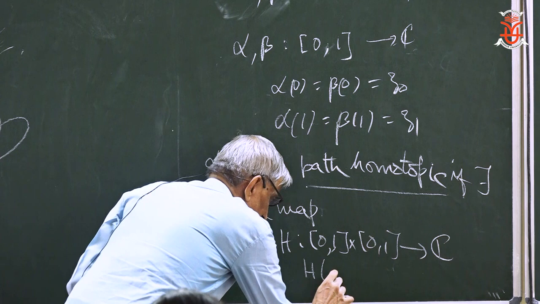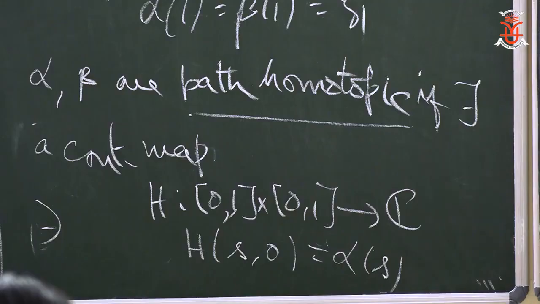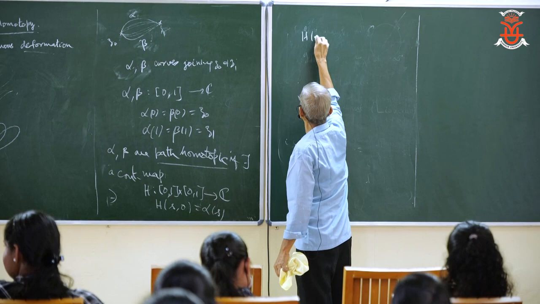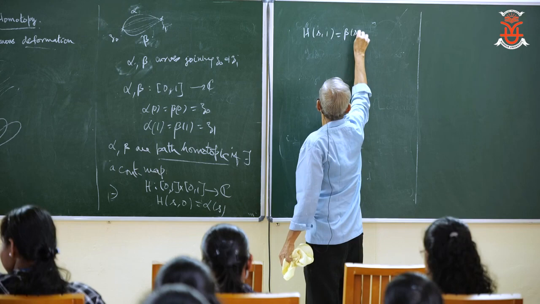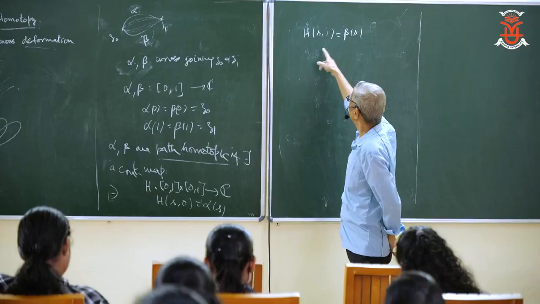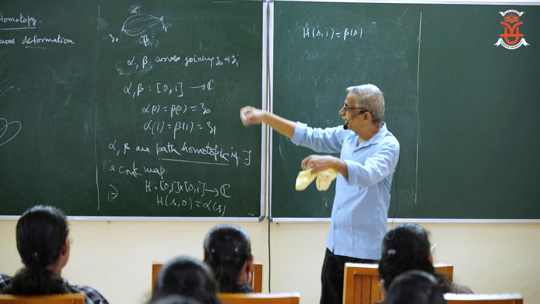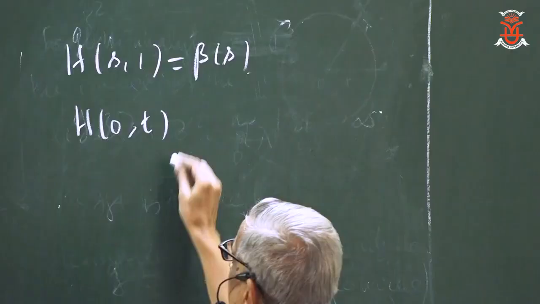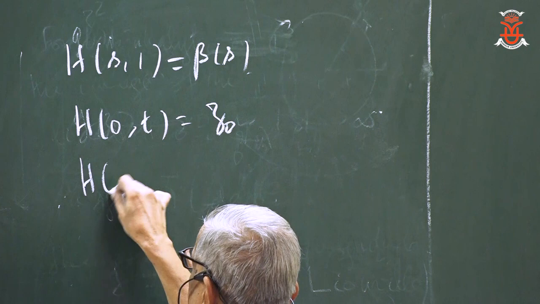H of S0 is alpha S, so at t equal to 0, you get alpha. H of S1 is beta S. So you start with t equal to 0 at alpha and end up at beta when t equal to 1. But the endpoints are always fixed. That means H of 0 t is always Z0, H of 1 t is Z1 for all t.